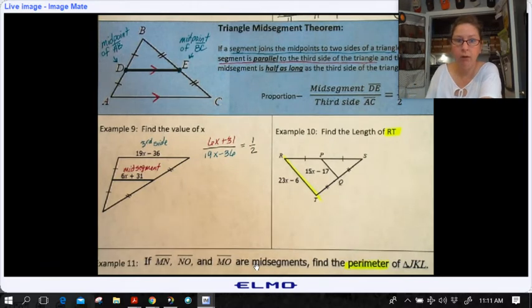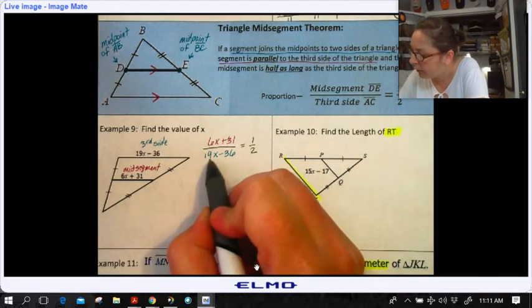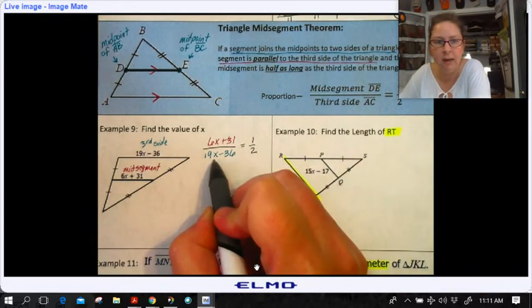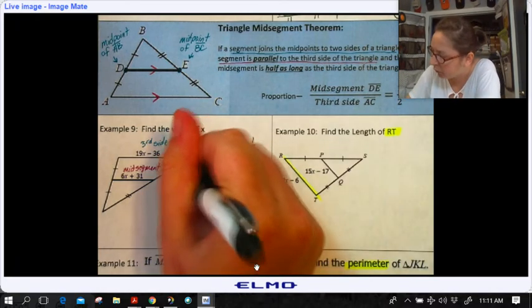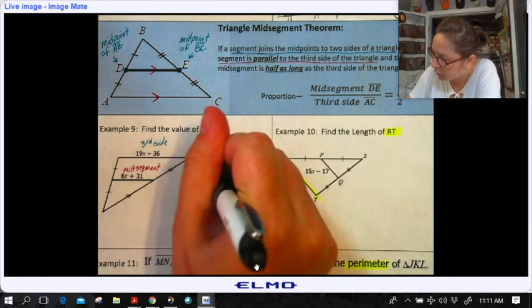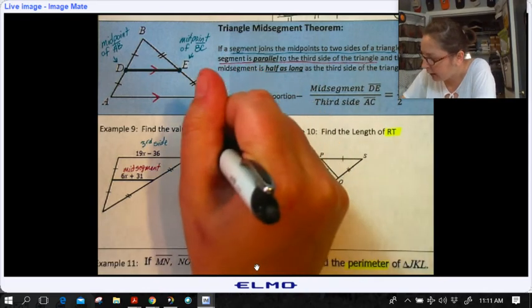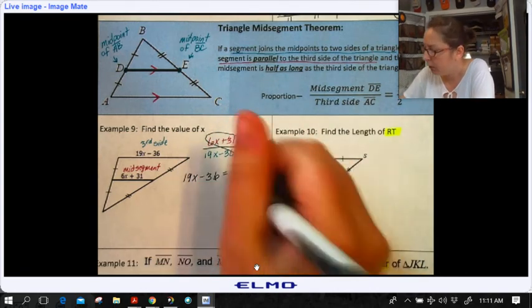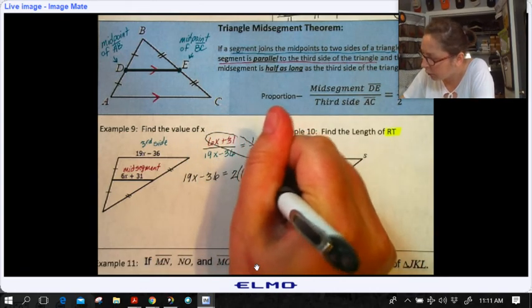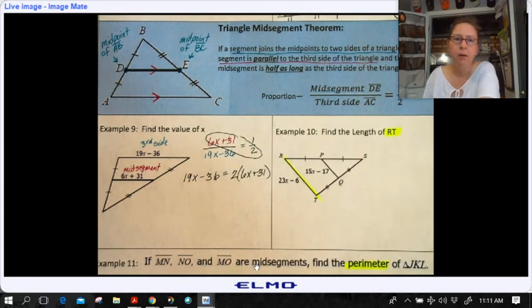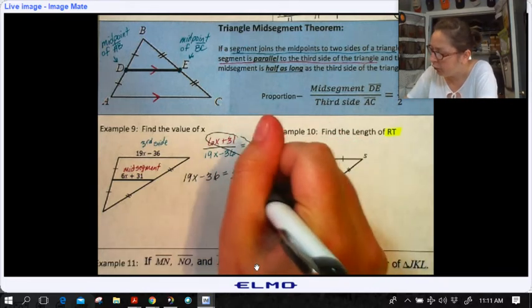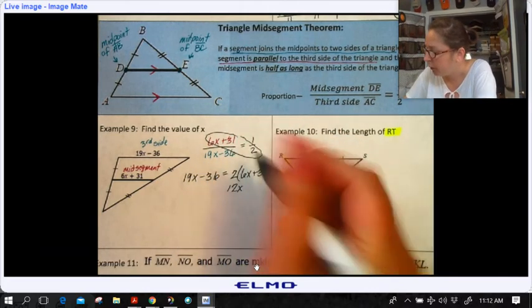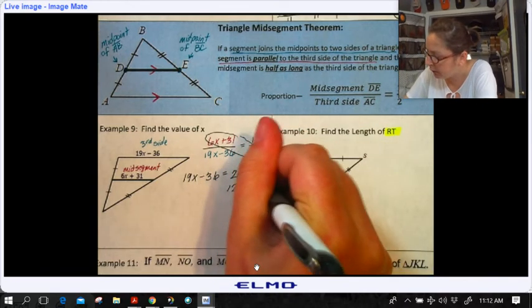Now let's go ahead and cross multiply. So I'm going to get 1 times 19x minus 36. So just 19x minus 36. And that is going to equal 2 times 6x plus 31. Okay. All right, now we have a regular equation to solve. Let's do our distributive property. 2 times 6 is 12. 2 times 31 is 62.